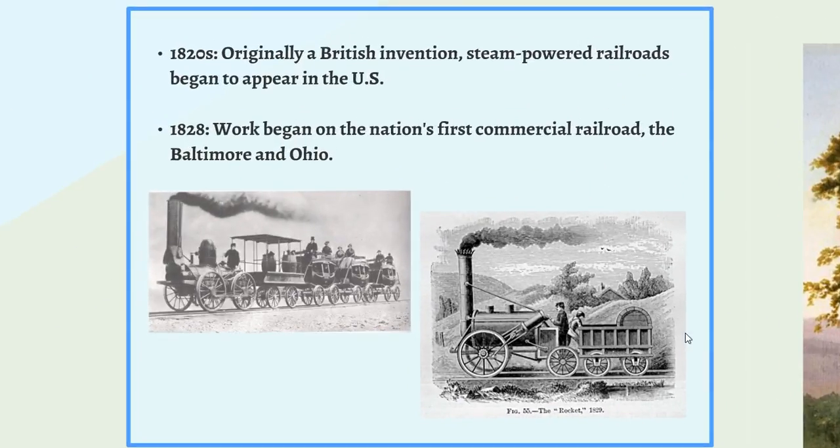The railroad originally was a British invention, and by the 1820s, you started to see steam-powered railroads being experimented with across the United States. By 1828, you see the work begin on the nation's first commercial railroad, the Baltimore and Ohio, which, a lot like the National Road, the whole point of that was to connect the Mid-Atlantic, beginning in Maryland, with the surging populations in states like Ohio, Indiana, and Illinois.